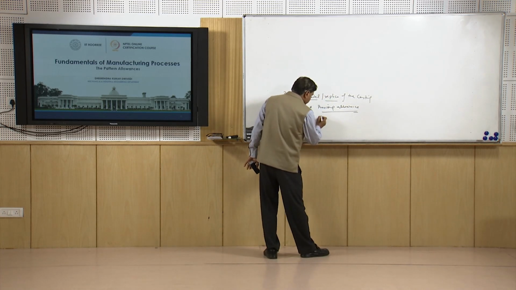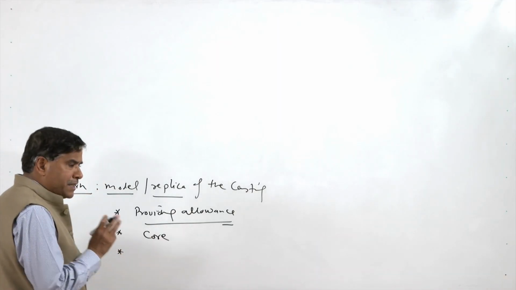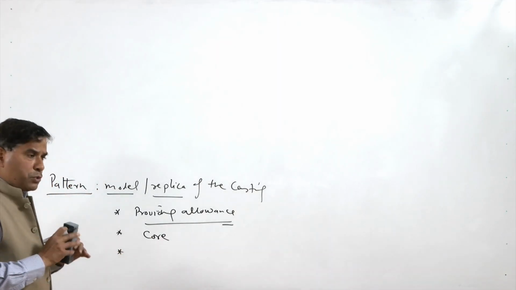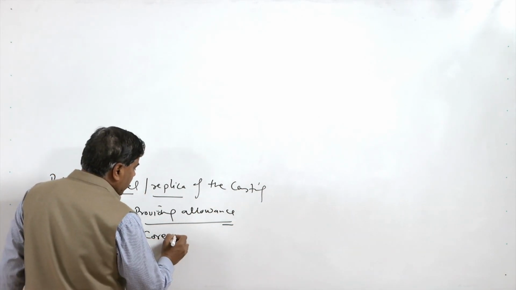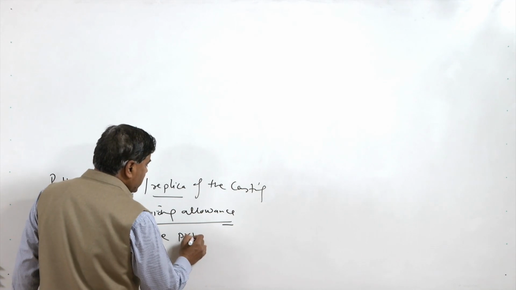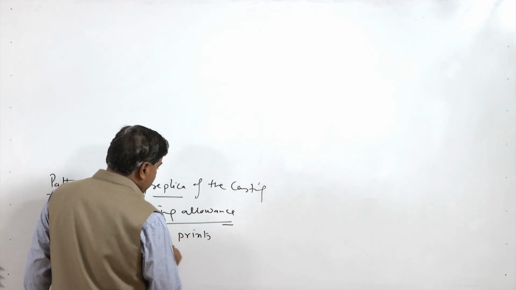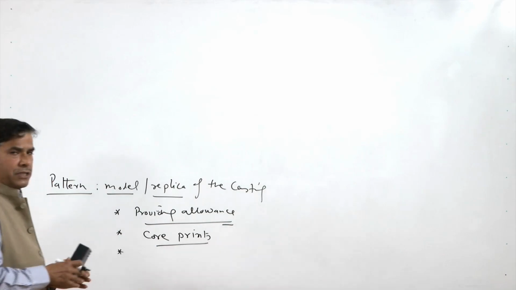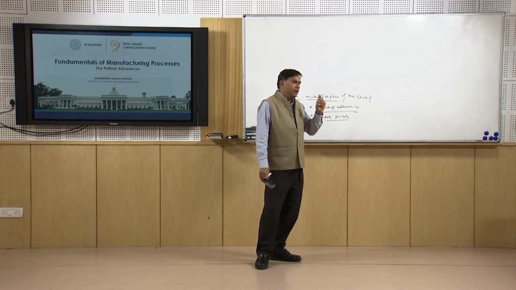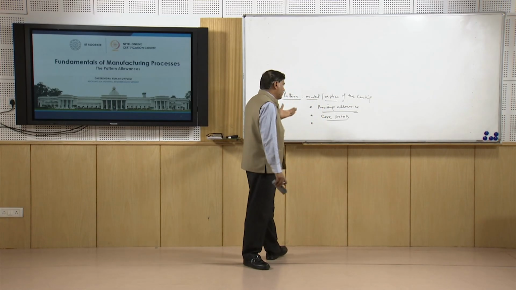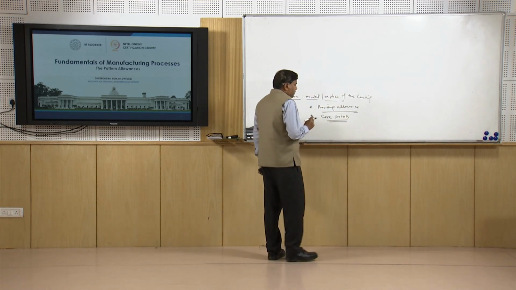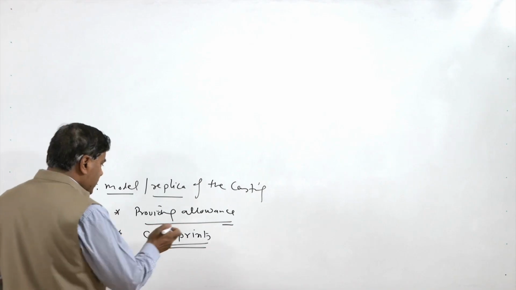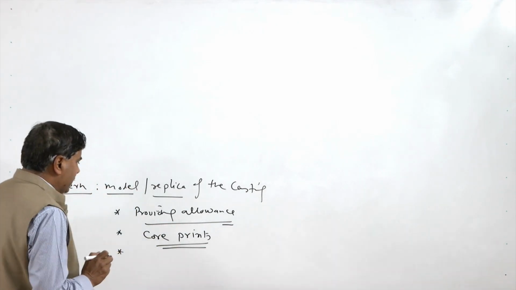Second, if internal details need to be made, then we have to use a core, and the core is to be placed in the mold cavity. So, for that purpose normally core prints are made in the pattern. These are additional features which are used to make the seat for the core, where we can place the core in the mold cavity. So, that is basically incorporated into the pattern.